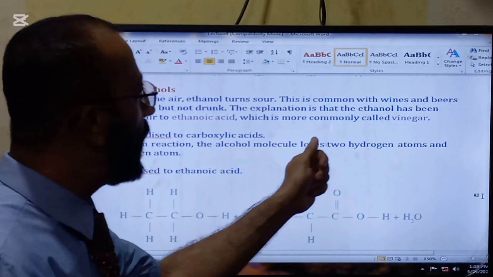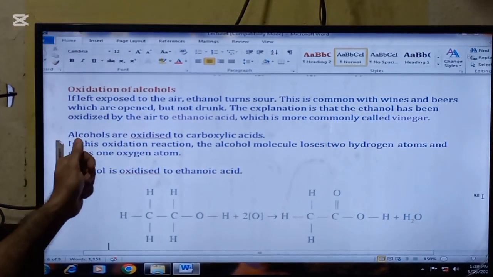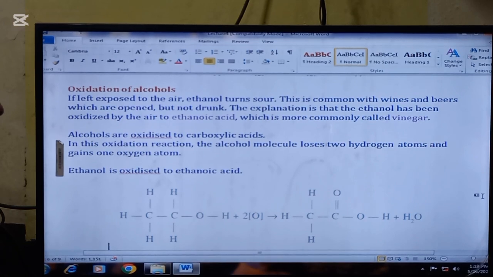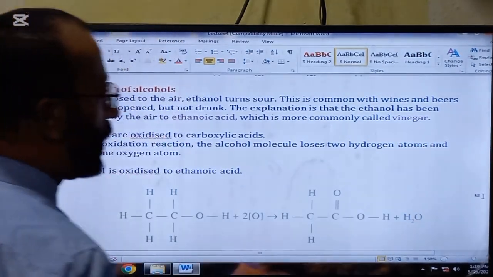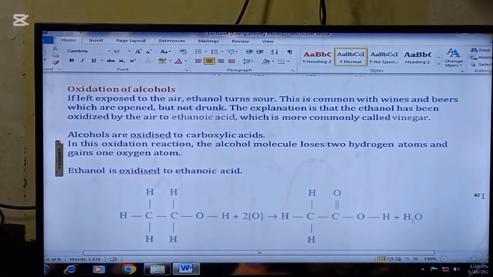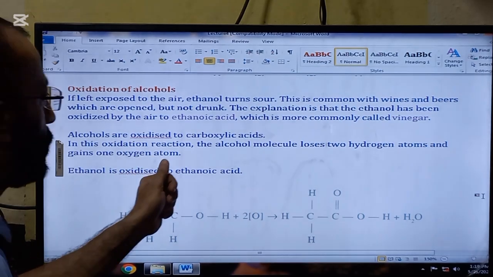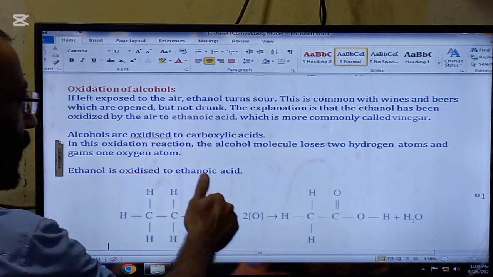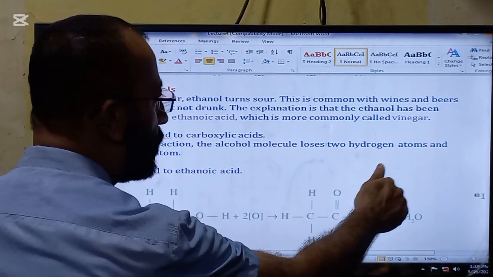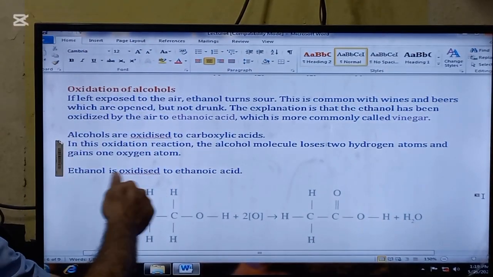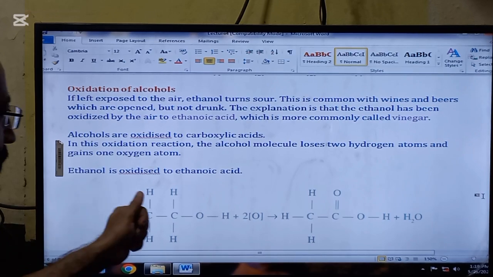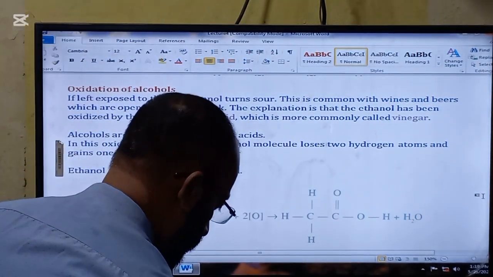The explanation is that the ethanol has been oxidized by the air to ethanoic acid, which is more commonly called vinegar. Alcohols are oxidized to carboxylic acids. In this oxidation reaction, the alcohol molecule loses 2 hydrogen atoms and gains 1 oxygen atom. Ethanol is oxidized to ethanoic acid.